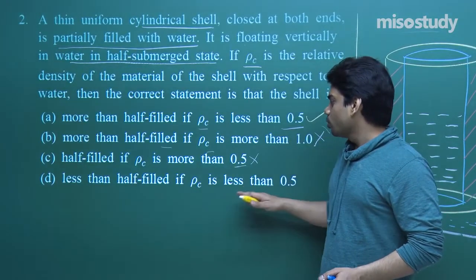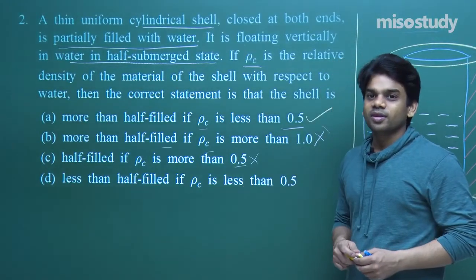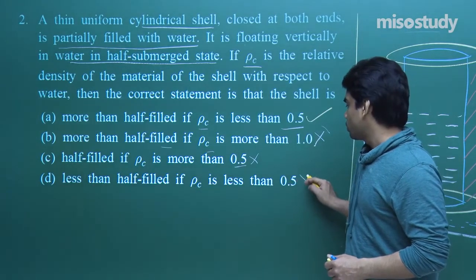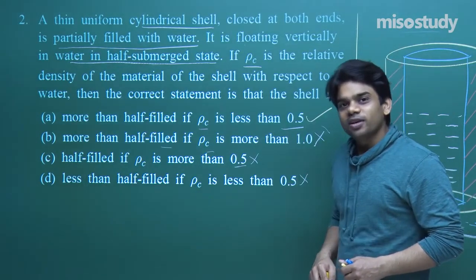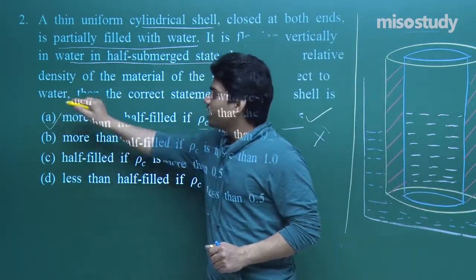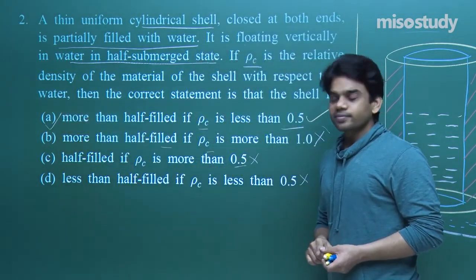Less than half filled if rho c is less than 0.5. This is just the reverse of option A. We have already checked. Option A is correct, so this will be incorrect. So I believe that you have got how to choose. Very good question. Option number A is the correct answer for this.